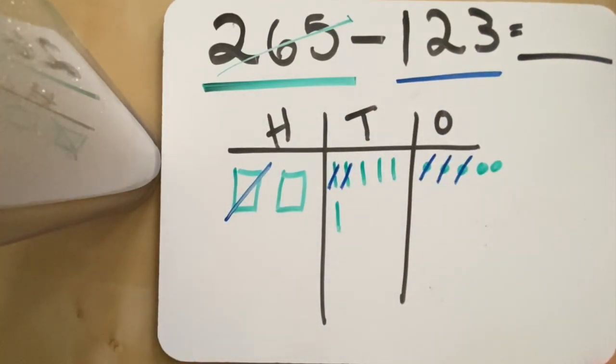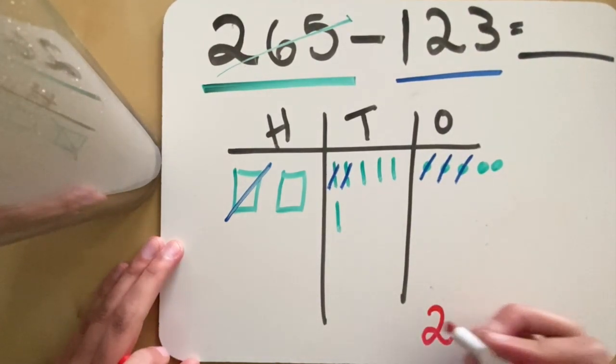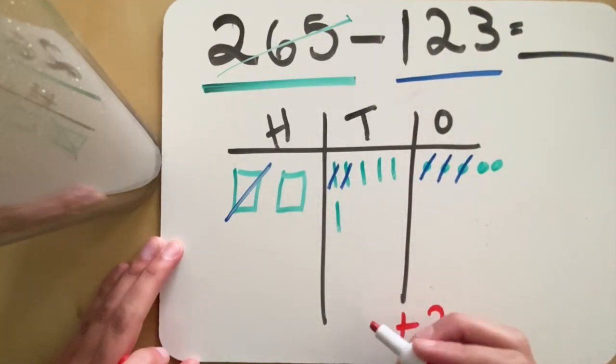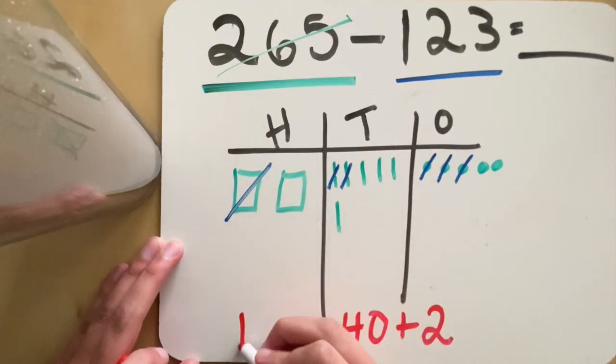Next is the easy part. We're just going to see what we have left. So I'm going to count. I have 1, 2. So I have a 2 in the ones. And I have 10, 20, 30, 40 in the tens. And I have a 1 in the hundreds place.